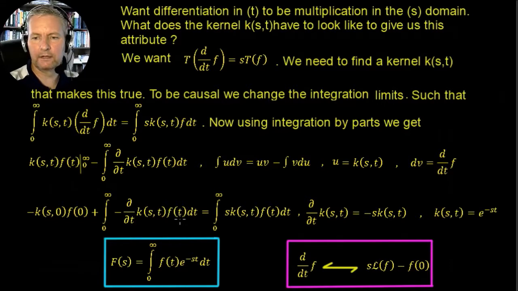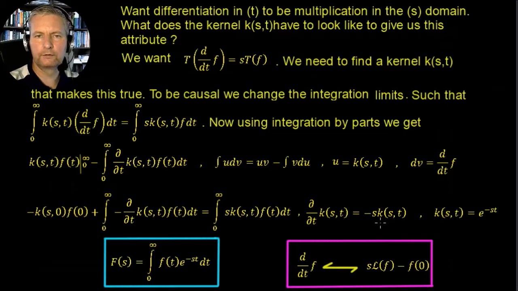So that allows us then to cancel out the f of t's here and cancel out the whole of the integration, and we're simply going to be left with minus partial by partial t of k of st equals s times k of st. Now I've just taken the negative over to the other side and rewritten that here. So now we just have this simple little differential equation, which is partial by partial t of k of st equals minus s k of st.